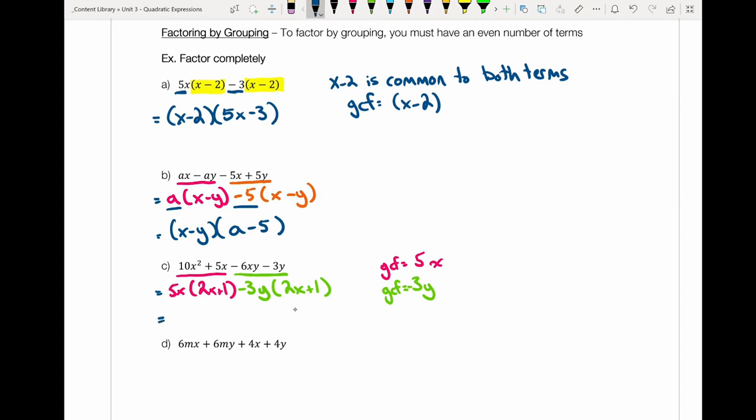Now I can factor by grouping because I do have the same bracket that's common. So in the third one, the greatest common factor, and this is why we're color coding, is going to be the whole bracket of 2x plus 1. So that's going to come out. And what remains are the two things that we're multiplying by that. So 5x and then minus 3y.